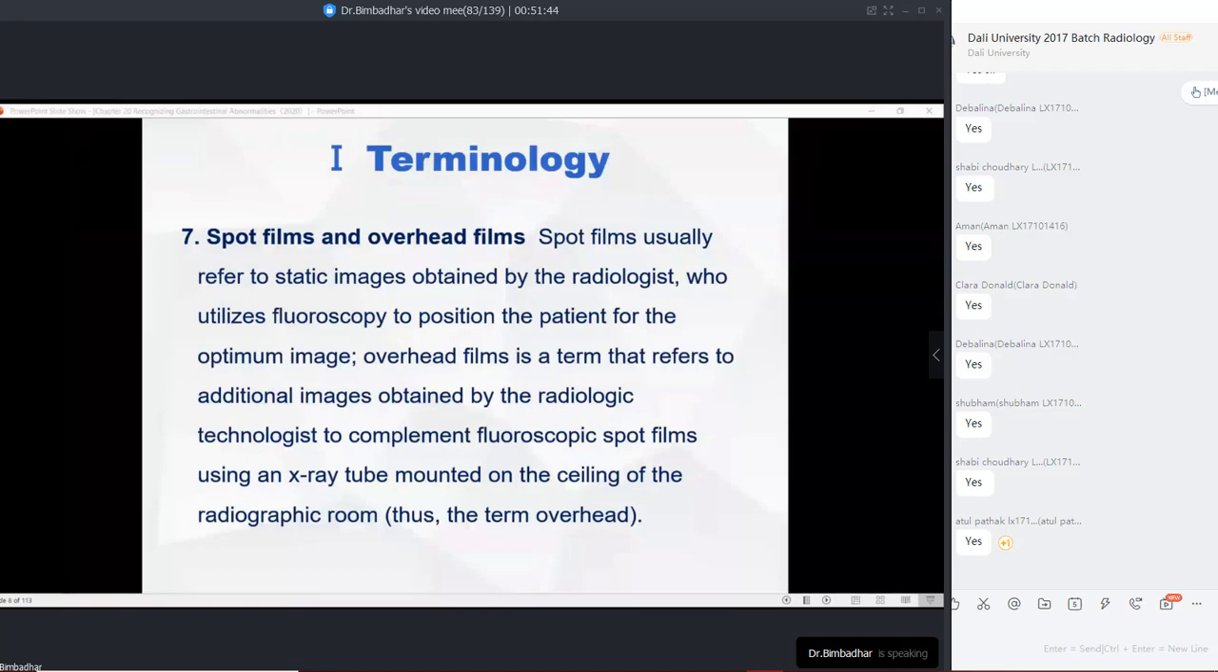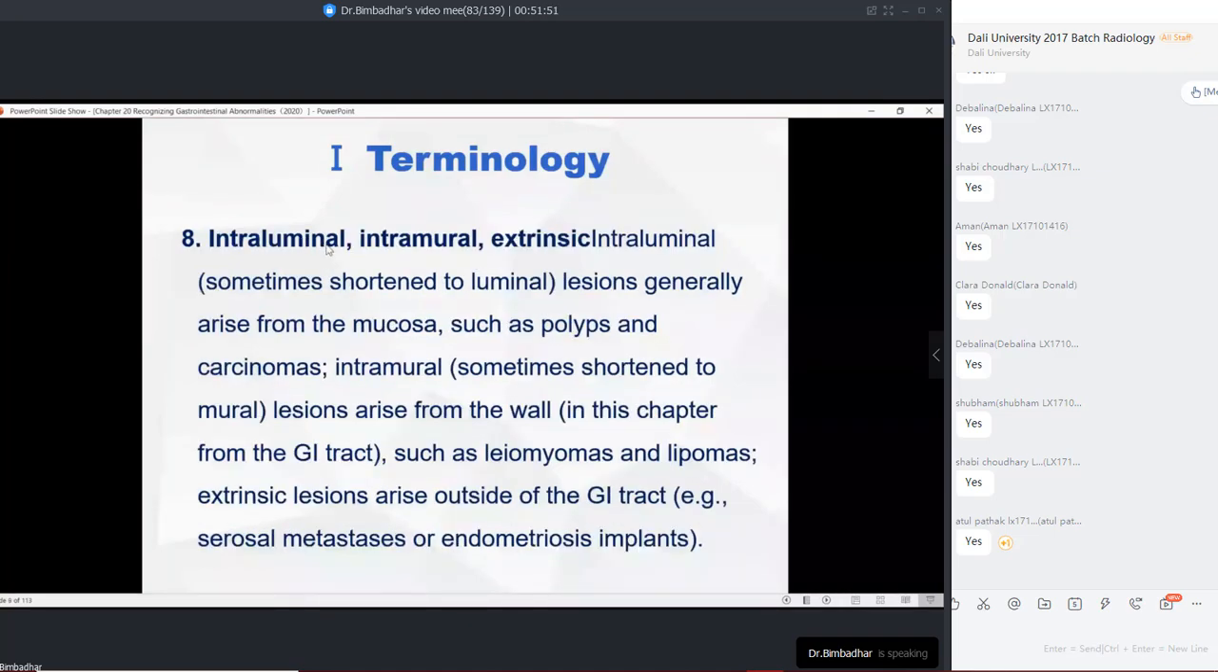So I will get spot films and overhead films, right? Then I have intraluminal, intramural, and extrinsic lesions. Remember, we will get into this in more detail when I move down into the pathologies. But first understand here, intraluminal means it is present inside the lumen, arising from the mucosa. The best examples are polyps and carcinomas.